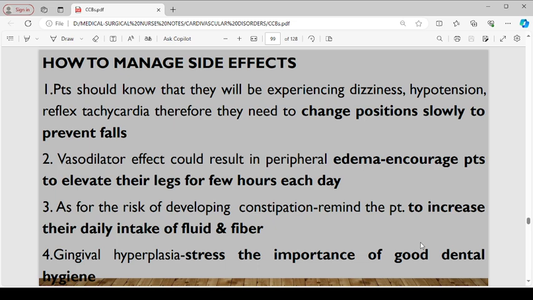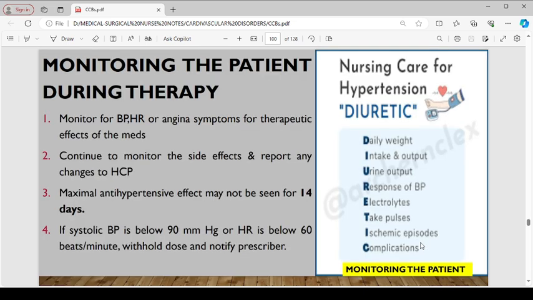Thirdly, you're also supposed to talk to them about the risk of developing constipation, because relaxation of smooth muscles in the GIT could result in such a symptom. So you have to remind the patient to increase their daily intake of fluids and also take a diet rich in fiber. Guys, a link will be popping up on the different diets for different patients. Lastly, you also need to talk about gingival hyperplasia, the one that is associated mainly with verapamil. So you have to stress the importance of good dental hygiene to try and prevent this.